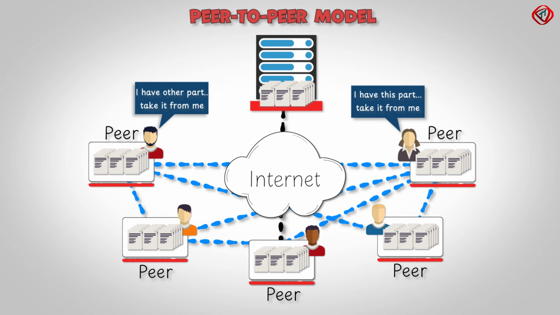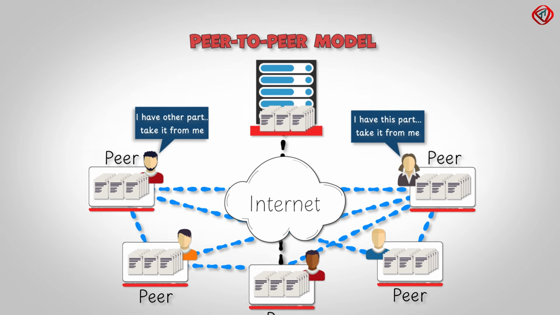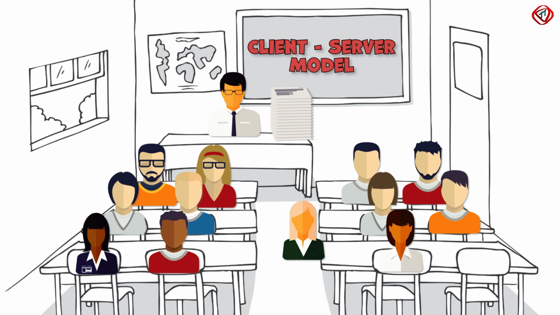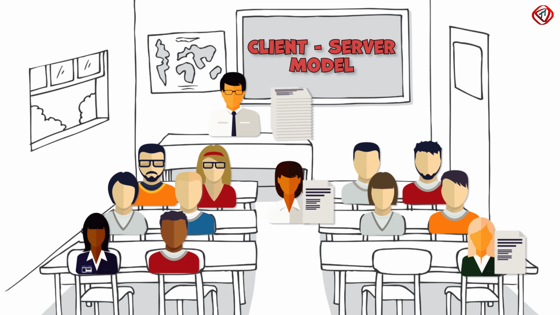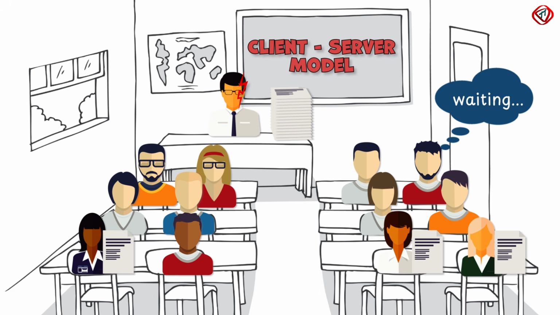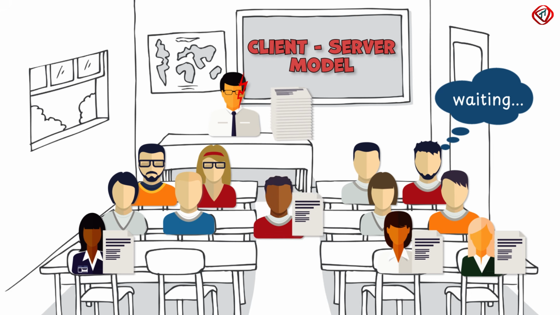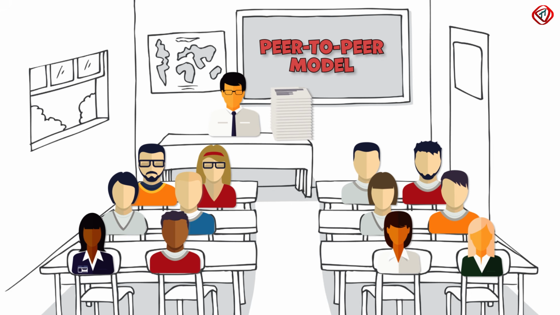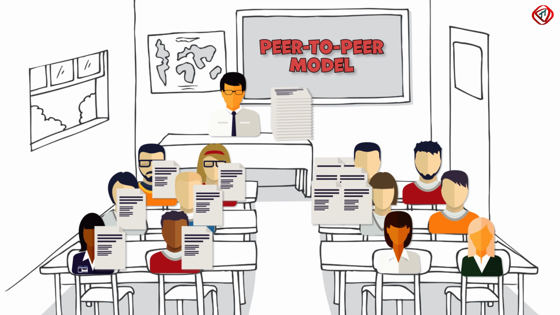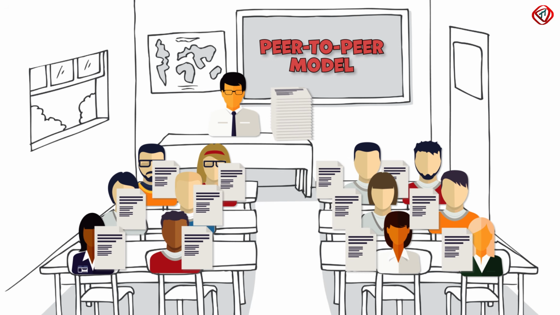Let's understand this with a simple real-life example. Imagine a classroom. The teacher has 100 copies of notes. In the client-server model, every student goes to the teacher one by one to get the notes. The result is the teacher gets tired, students have to wait, and the whole process is slow. But in the peer-to-peer model, the teacher gives notes to a few students first. Those students share them with others, and soon everyone gets the notes much faster.